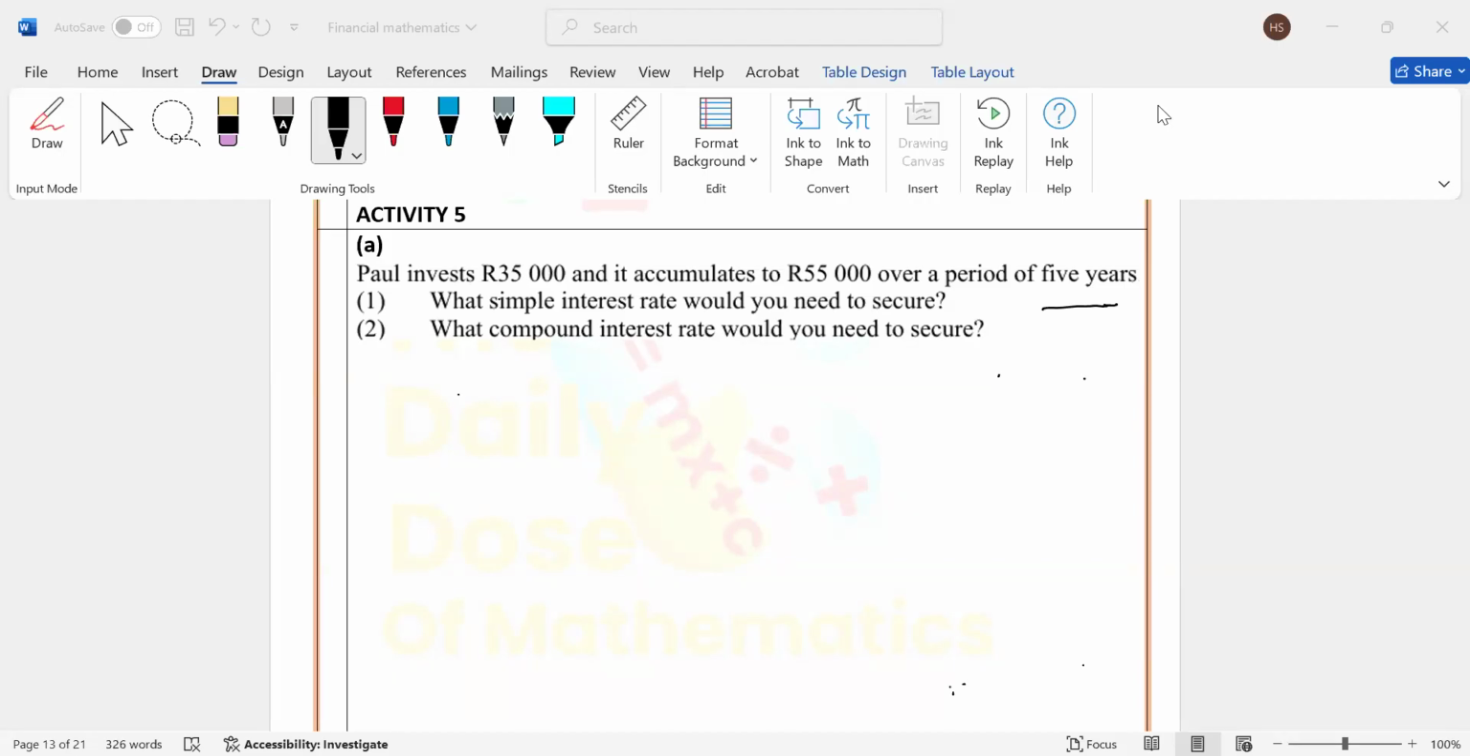The question says: invest 35,000 and it accumulates to 55,000 over a period of 5 years. What compound interest rate would you need to secure this? So we will collect the data. The accumulated amount at the end of the investment is 55,000, and the amount you invest, the principal, is 35,000.